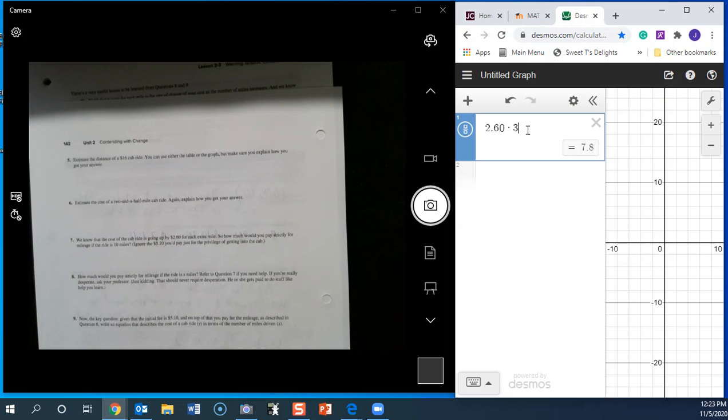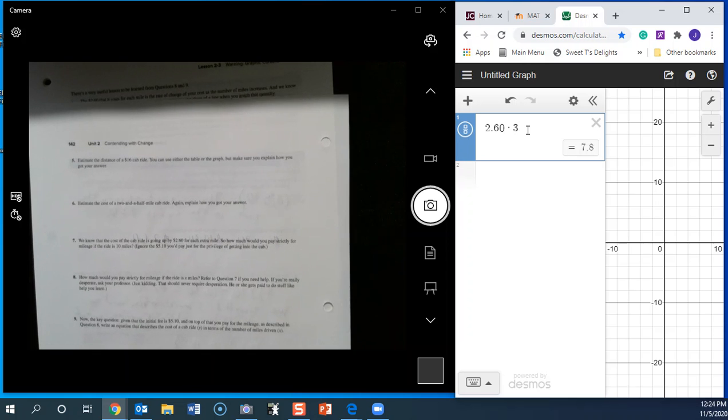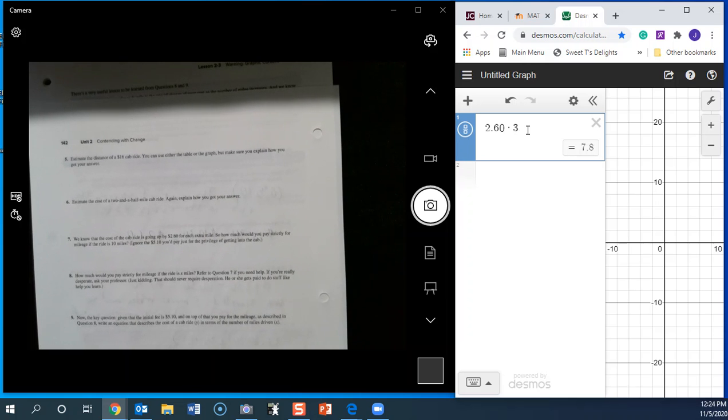Okay, now we go here to the back for number 5. It says estimate the distance of a $16 cab ride. You can use either the table or the graph, but make sure you explain how you got your answer.